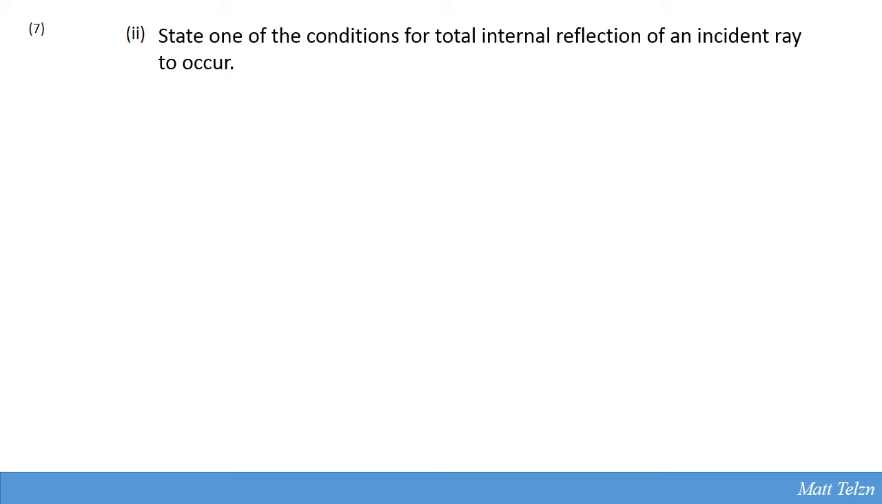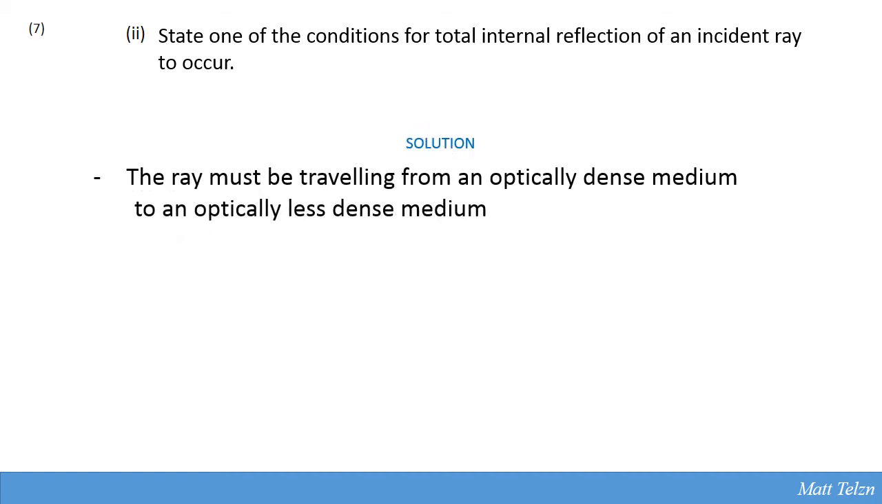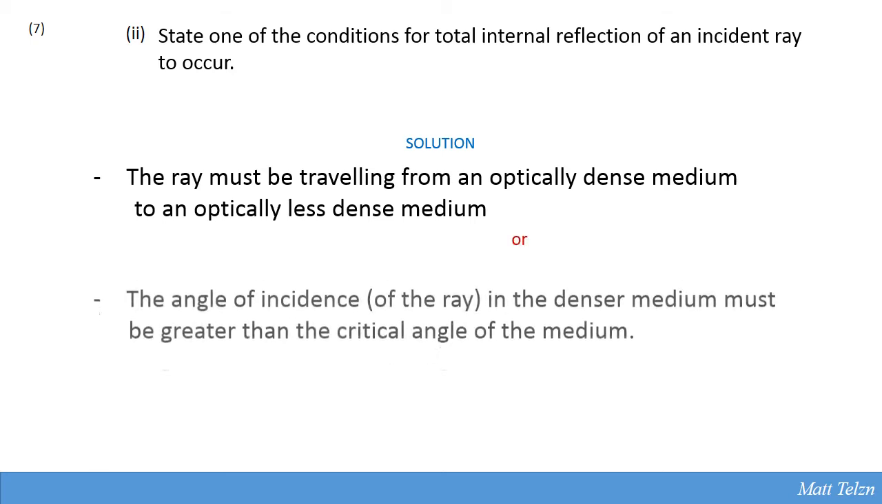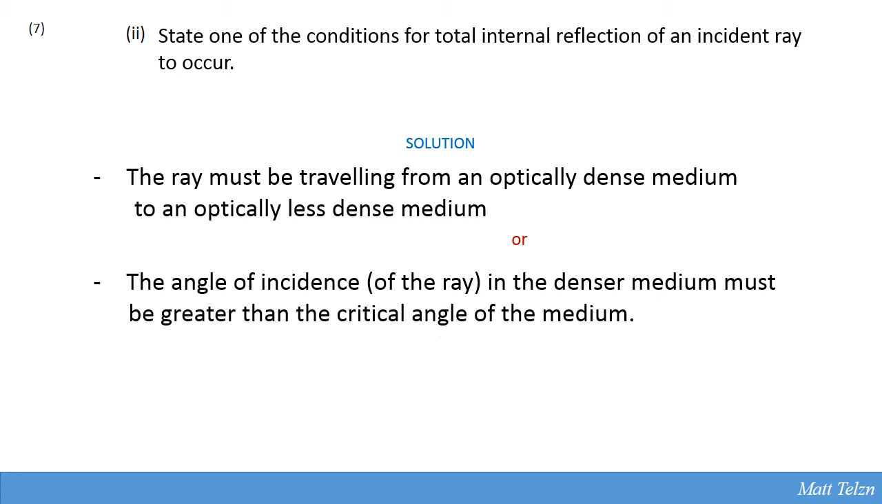State one of the conditions for total internal reflection of an incident ray to occur. We have plenty of conditions, but it's just one that is required of you to state. Either state this one or this one. The mark allocated is also 1. Total mark for this question is 3.